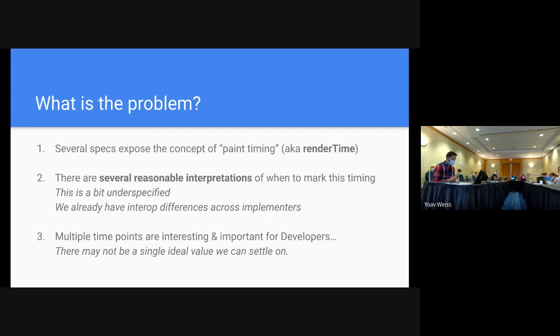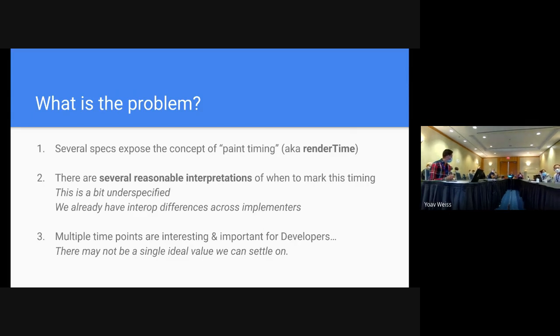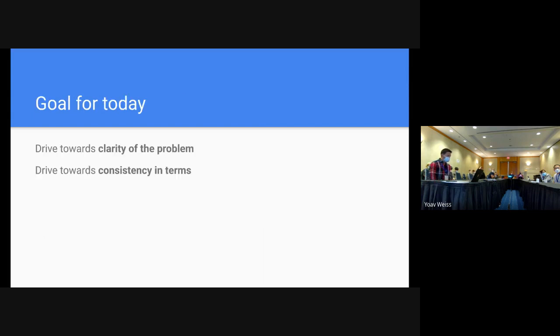Now, the last point is interesting, which is that I think that multiple time points are interesting and important for developers, or could be. And so there might not just be a single ideal value that we need to button down and settle on. So I wanted to discuss some of the motivations there. And the goal for today, I have no specific proposal that I'm making. I just wanted to drive towards clarity.